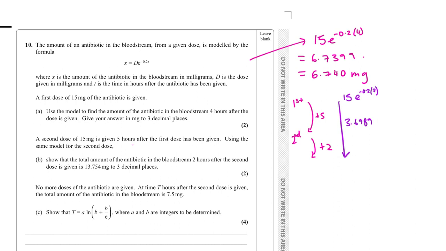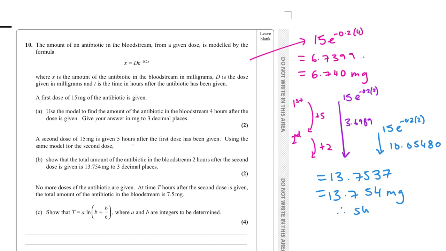Now, the second dose, it's only been in there for 2 hours. So let's have a look. This is 10.05480. So now I can add that to 3.6989. And this gives me 13.7537, which is 13.754 milligrams to 3 decimal places, therefore shown.